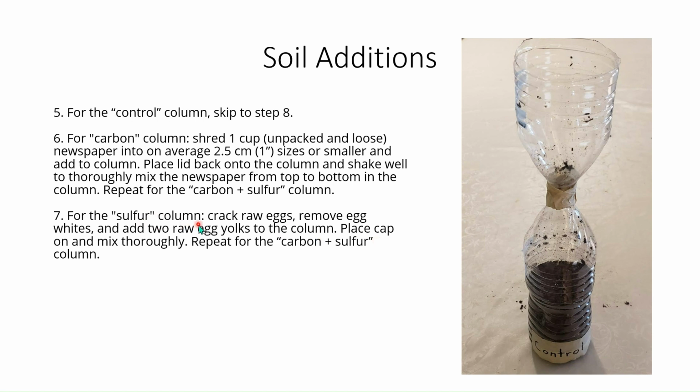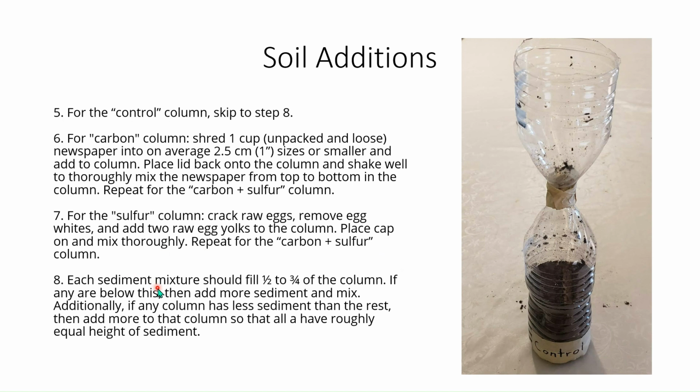For the sulfur column, you're going to crack raw eggs and you're going to remove the whites. So if you haven't done that before, you basically pass the yolk back and forth between the 2 halves of the egg until all you have left is the raw yolk, and you can wash the egg white down the drain or cook it and eat it. And then you're going to place the cap on and mix those 2 egg yolks thoroughly. For the carbon and sulfur column, you're going to do the same thing. So now this carbon and sulfur column has both the carbon source being the newspaper and the sulfur source being the egg yolks.